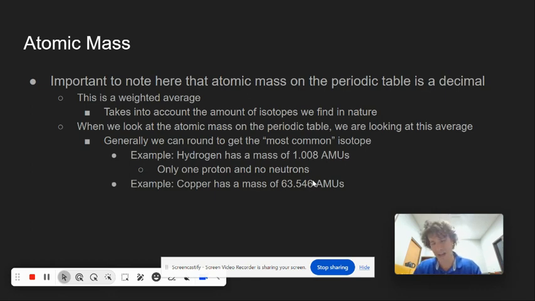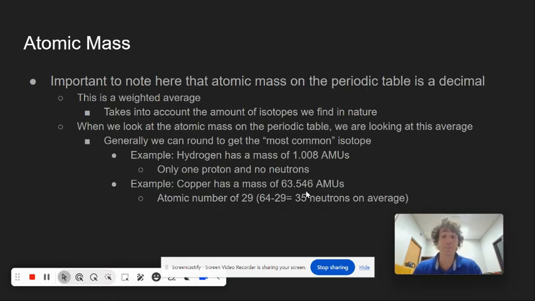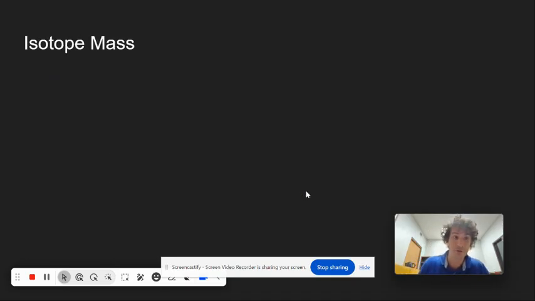But notice copper, 63.546. It's kind of like between 63 and 64, which means you have a lot of copper that's 63 and a lot of copper that's 64. I shouldn't say it's guaranteed to be that, but that's likely what it is. We could check for sure, but I'm pretty sure 63 and 64 are the main constituents. And again, doing the math, you would say maybe copper 64, you would take 64, you would subtract 29. Why 29? That's the atomic number, 29 protons, and you get 35 neutrons.